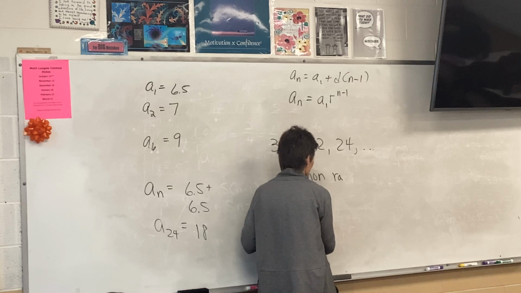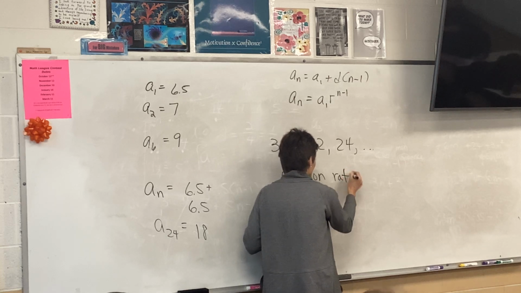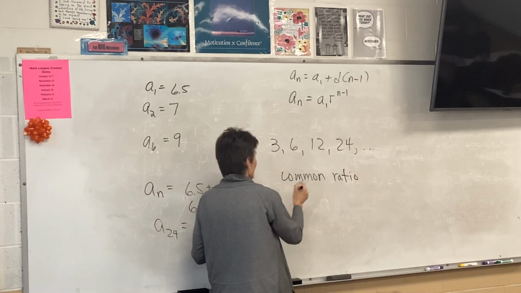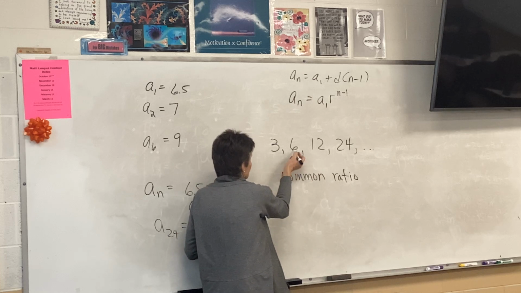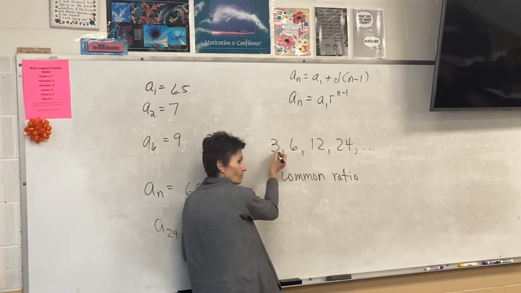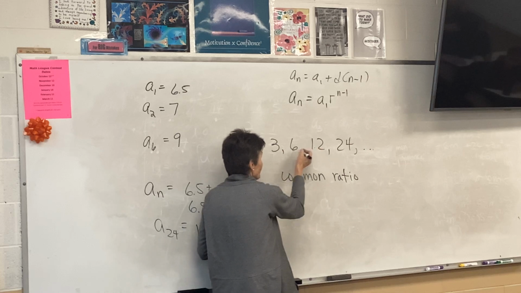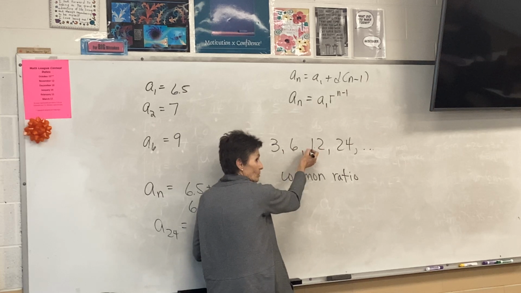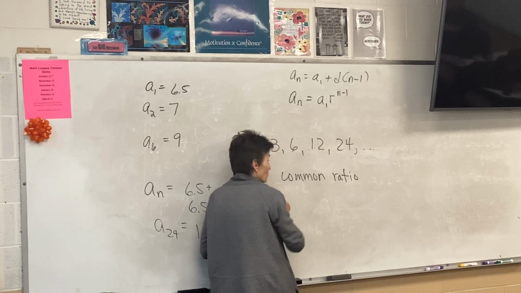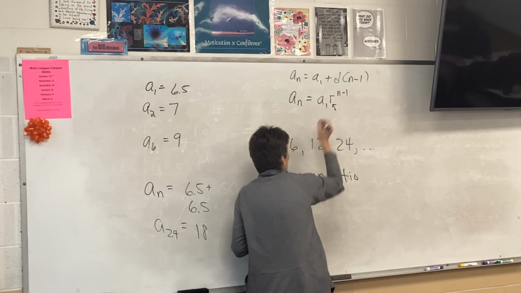Oh my gosh, I think there's something wrong with it. I forgot how to spell it for a moment. Common ratio, because 6 divided by 3 is 2, and 12 divided by 6, see how it's a ratio? 12 divided by 6, 24 divided by 12. So that is the common ratio.